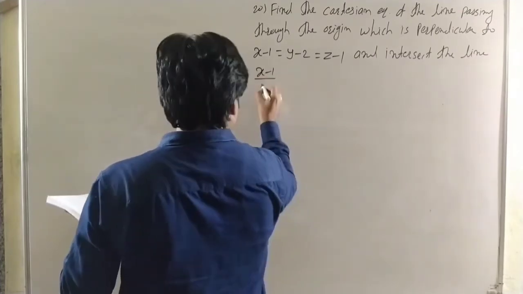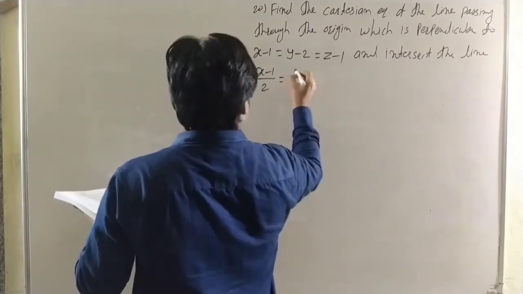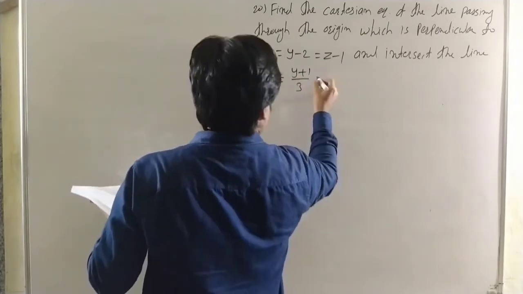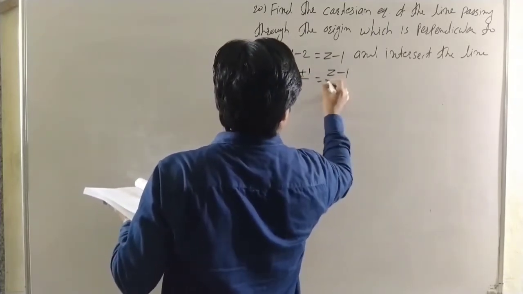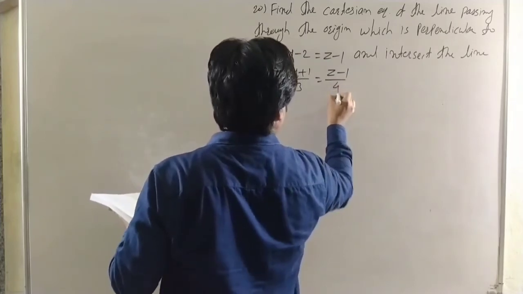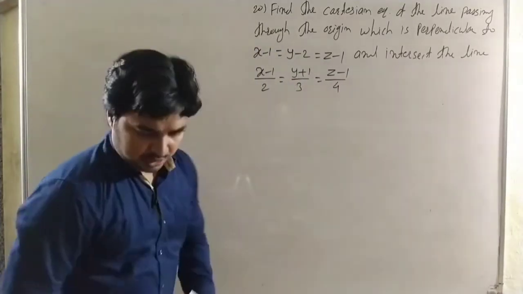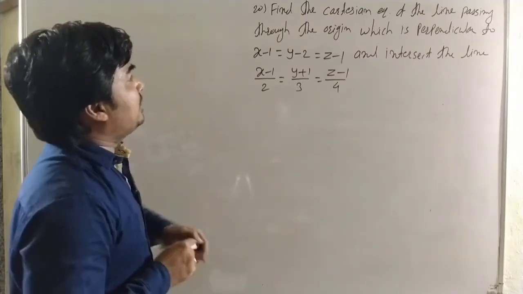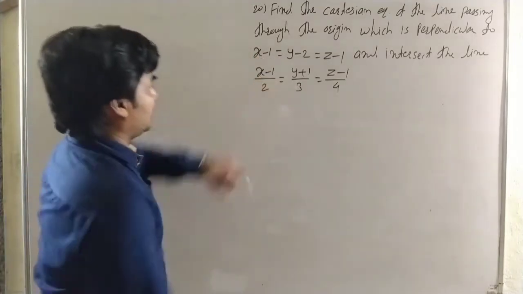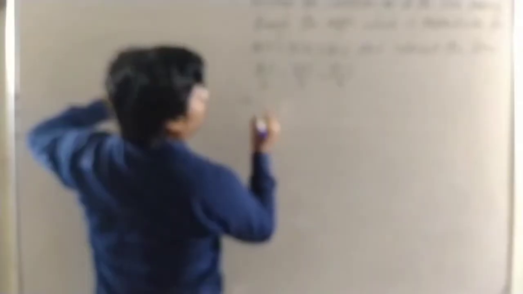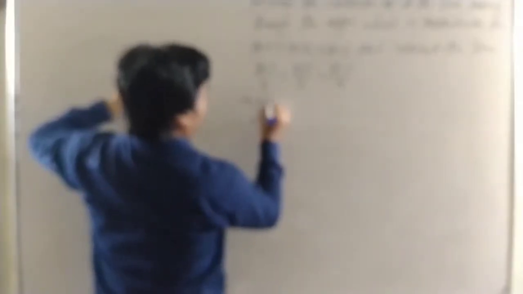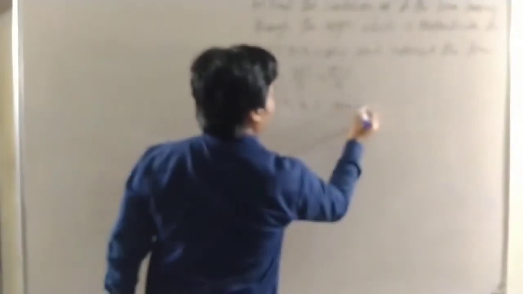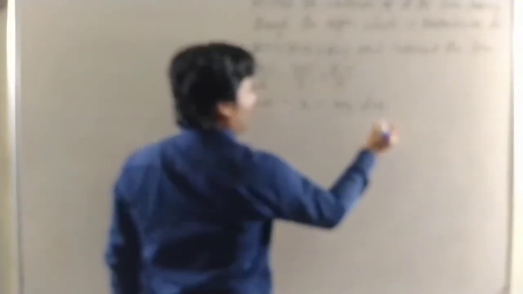(x minus 1) upon 2 is equal to (y plus 1) upon 3 is equal to (z minus 1) upon 4. Okay, here we want to find the Cartesian equation of the line passing through the origin and which is perpendicular to this line and intersects this line. Okay, here let a, b and c be the direction ratios of the required line.